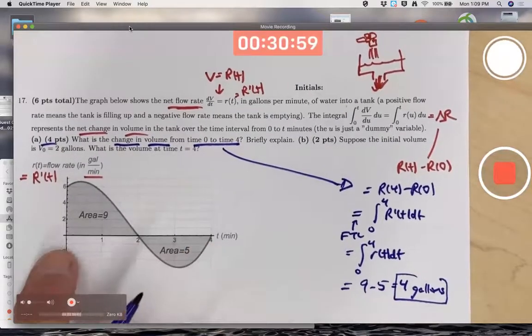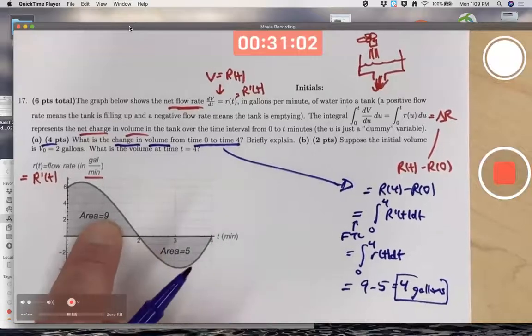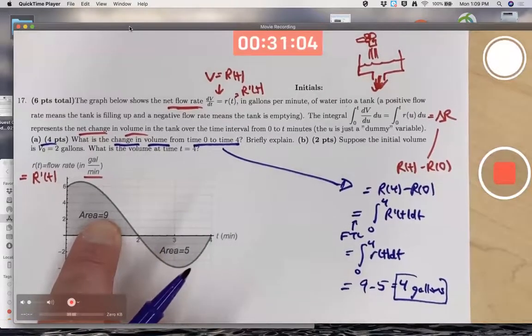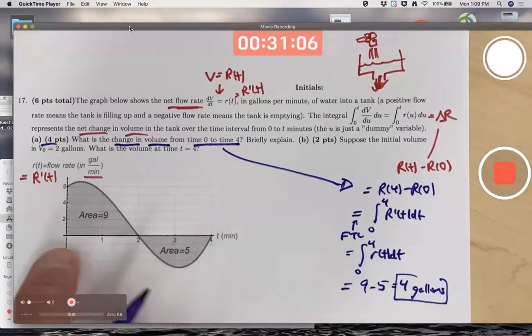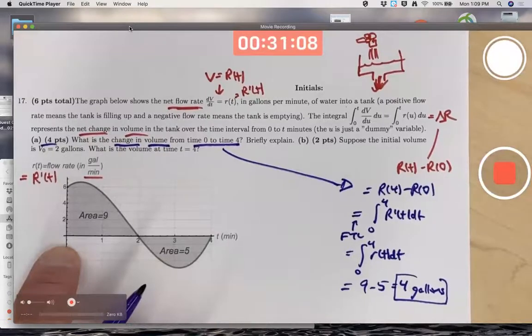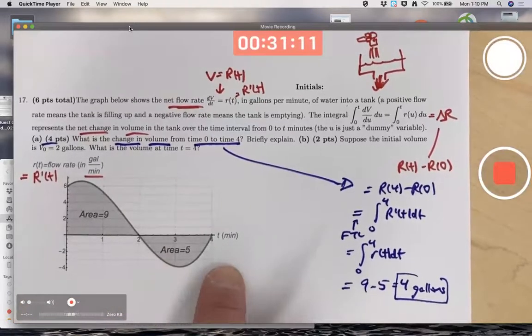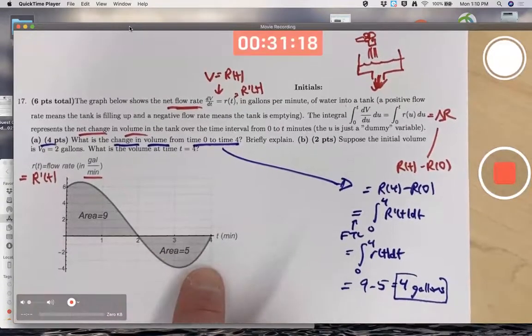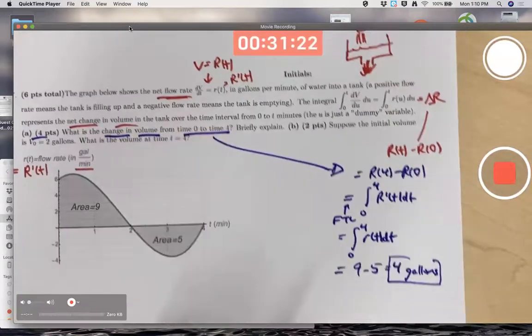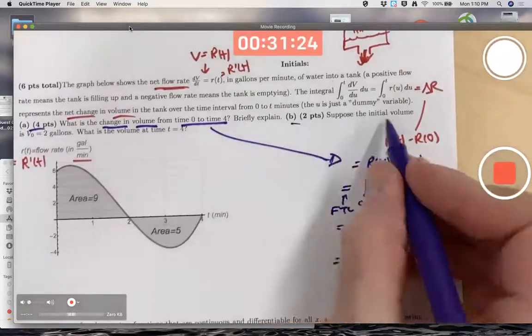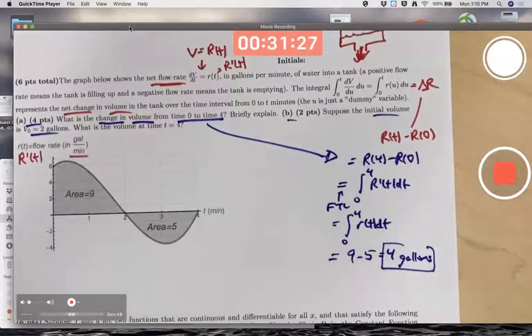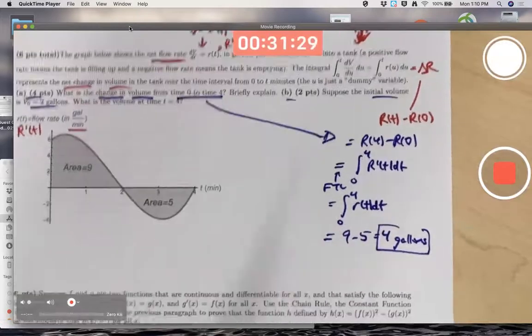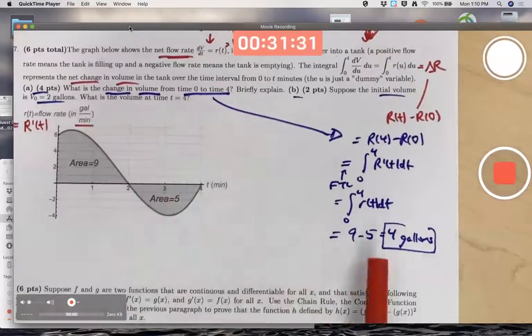If it was from time 0 to time 2, then the change in volume would be 9. There's 9 more gallons in the tank at time 2 than there was at time 0. If it was from time 2 to time 4, then the answer would be -5. The volume goes down by 5 gallons from time 2 to time 4. If I assume that the initial volume is 2 gallons, what is the volume at time 4? Just take the initial amount and add the change, that's all.